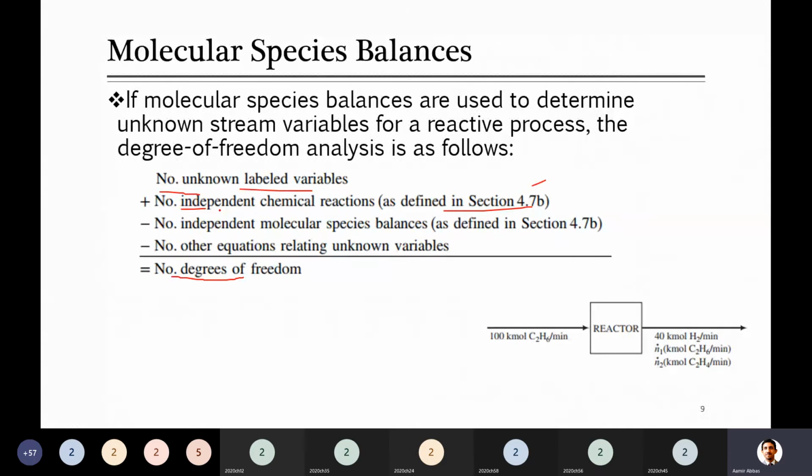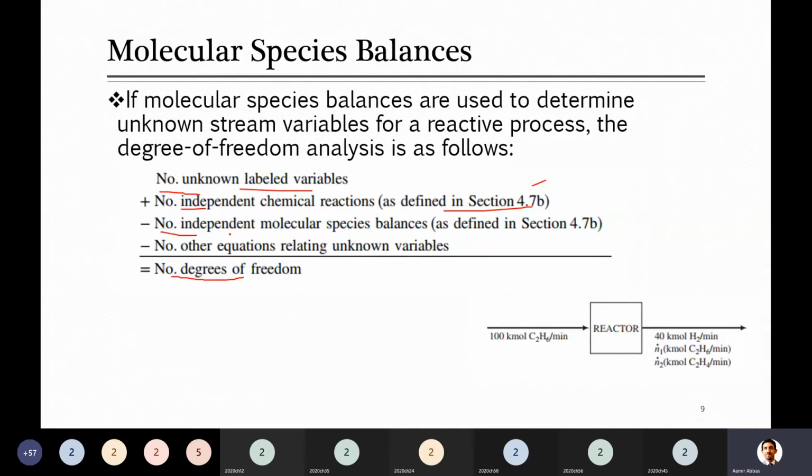Sometimes you write one equation and it is the result of some multiple, subtraction, or addition of two other reaction equations. So that's not independent. Overall you have to look at the reactions. In this system which we are discussing, there is one independent reaction equation. So next, the number of independent molecular species balances.